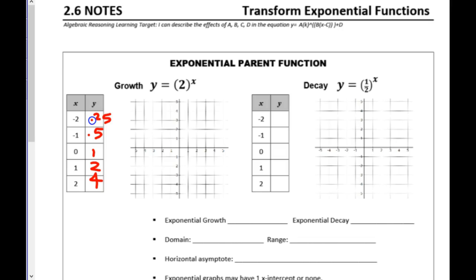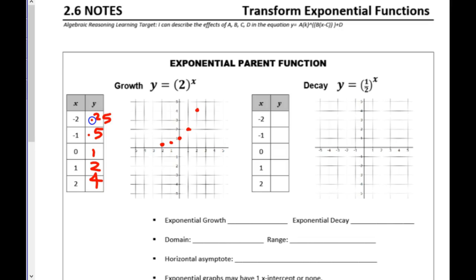And now I want you to graph those points, right? So let's graph those points. So -2, 0.25 is barely above the axis, right there. -1, 0.5 is right about there. 0, 1, 1, 2, and 2, 4.